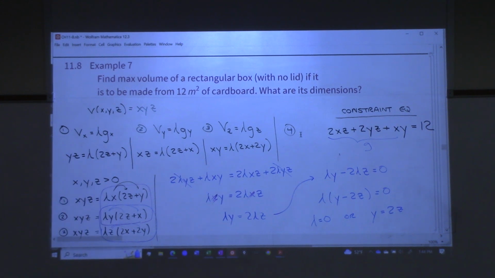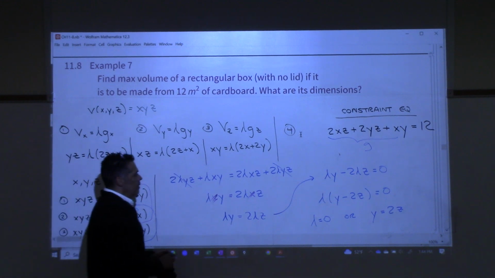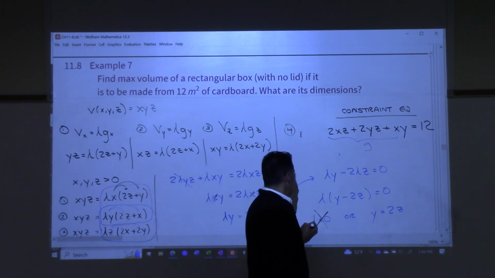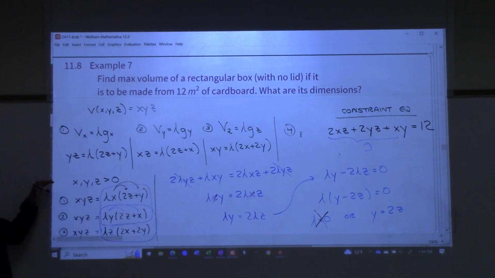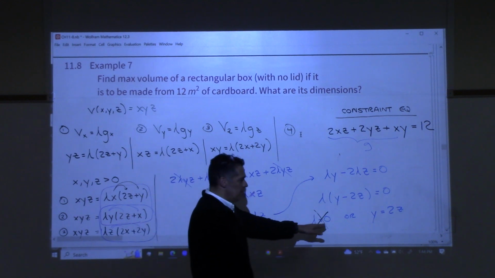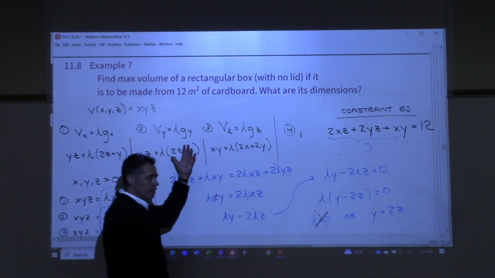And lambda can't be 0 for the same argument that we had before. Well, no, because nowhere in here am I saying lambda can't be 0 in the beginning, right? So what I'm doing is saying what happens if lambda is 0 now? If it's 0, then I have a problem up here.